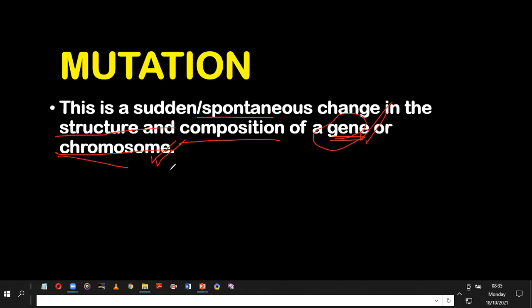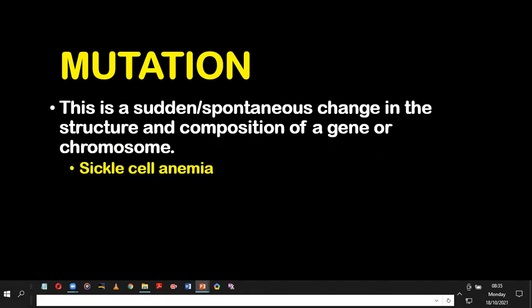Okay? So that change that occurs on the DNA, on the gene, and on the chromosome, results in a change in the overall phenotype of an organism. It results in a change in the expression of that gene. Now the change might be good or the change might be bad, depending on. So examples, we have sickle cell anemia. We talked about this. Did we talk about cystic fibrosis? No, we didn't talk about it.